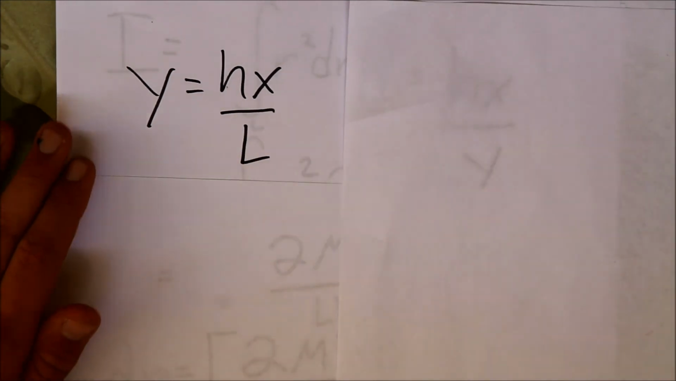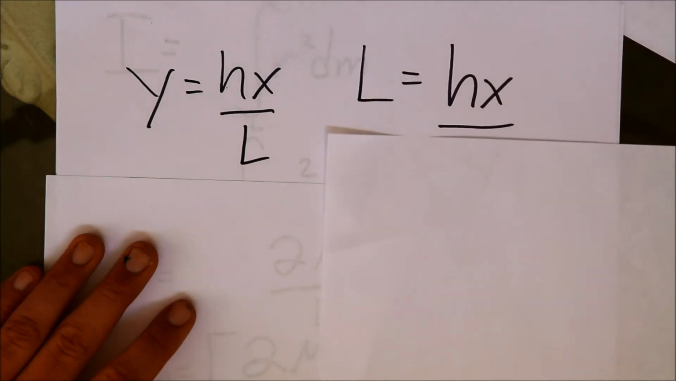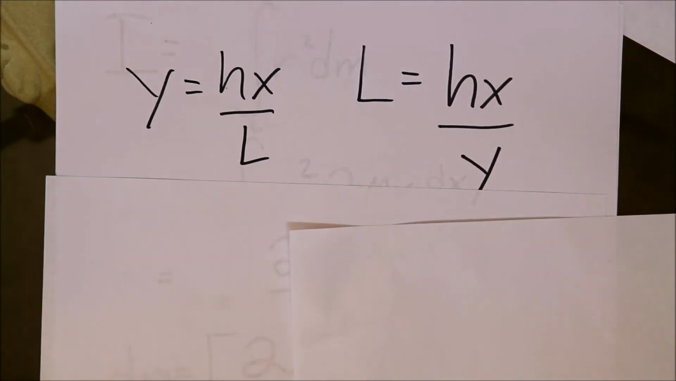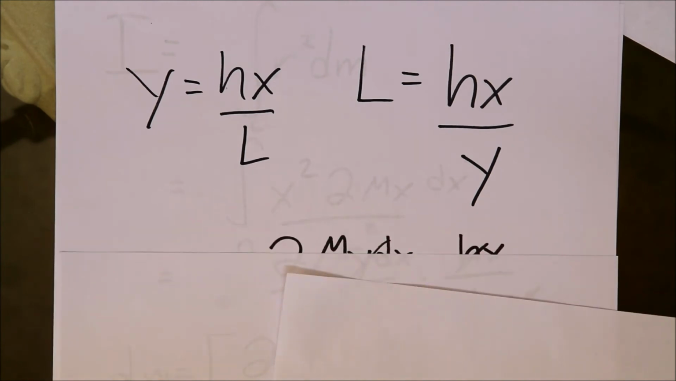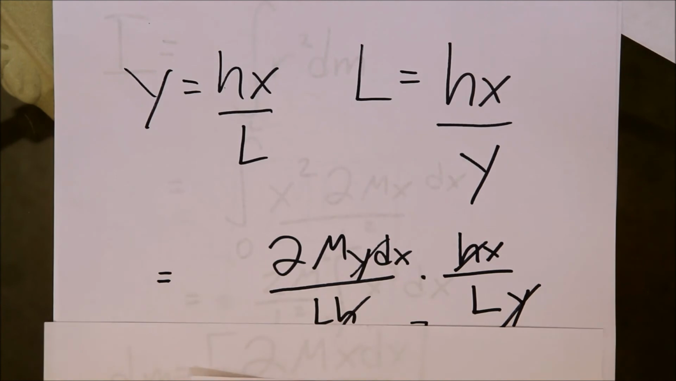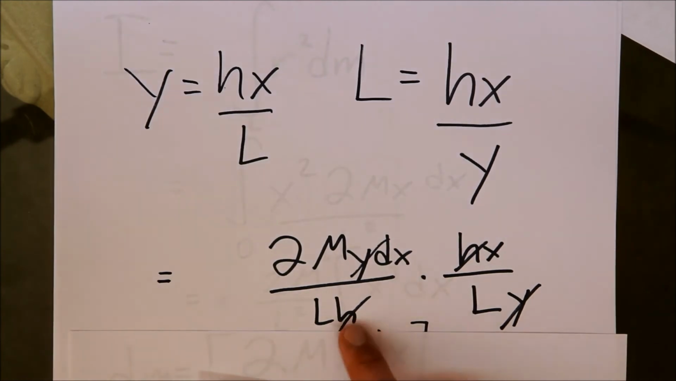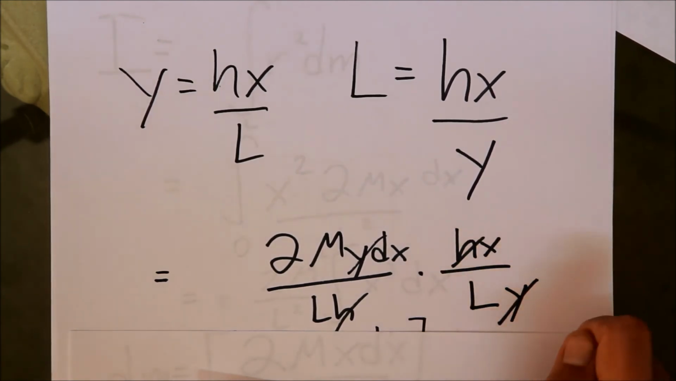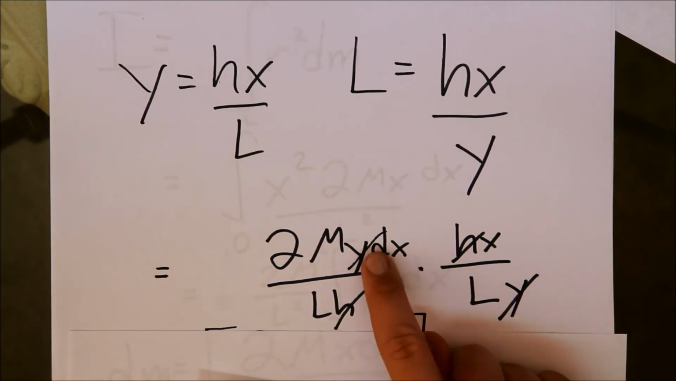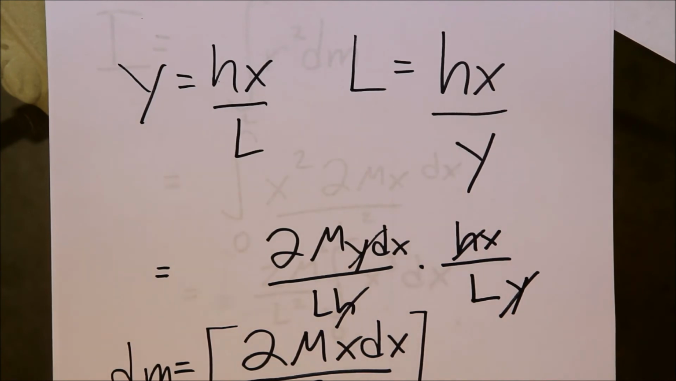So this next bit requires a bit of creativity. We solved earlier that y is equal to hx over L, which means we can rewrite L as hx over y. Now if we go back to what we just found, where dm is equal to 2my dx over LH, we can multiply both the numerator and denominator by L, except use the substitution, which means we write 2my dx over LH times hx over y, which is L, divided by L, which means this whole term is 1. Obviously, the h's cancel and the y's cancel, and we're left with dm is equal to 2mx dx over L squared.